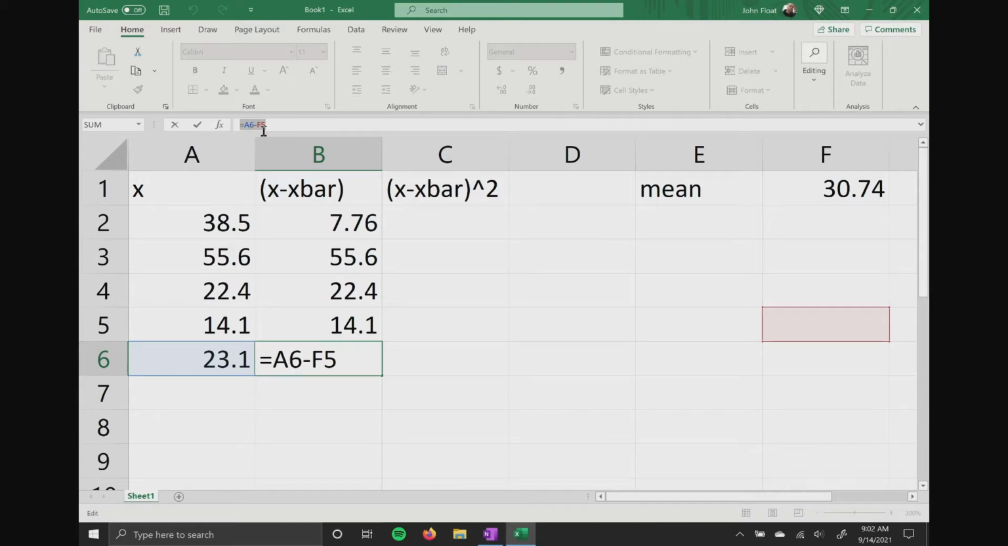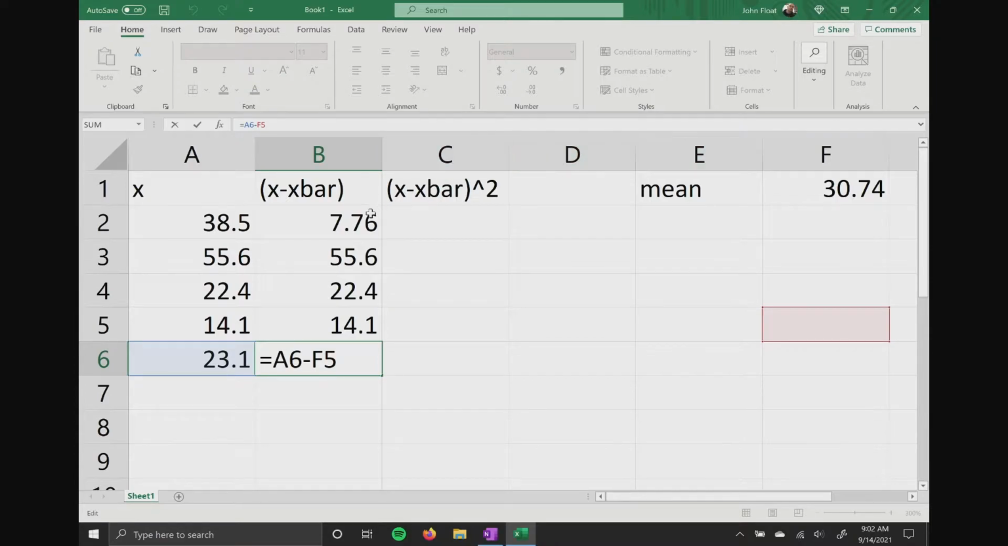Also, if you look down below, it's color-coded. A6 is blue, F5 is red. A6 is 23.1, and if you look all the way to the right, in F5 there's nothing there. So what it's doing here is subtracting 23.1 minus 0, and 23.1 minus 0 is 23.1. We know we need to subtract 30.74. So how do we do that?